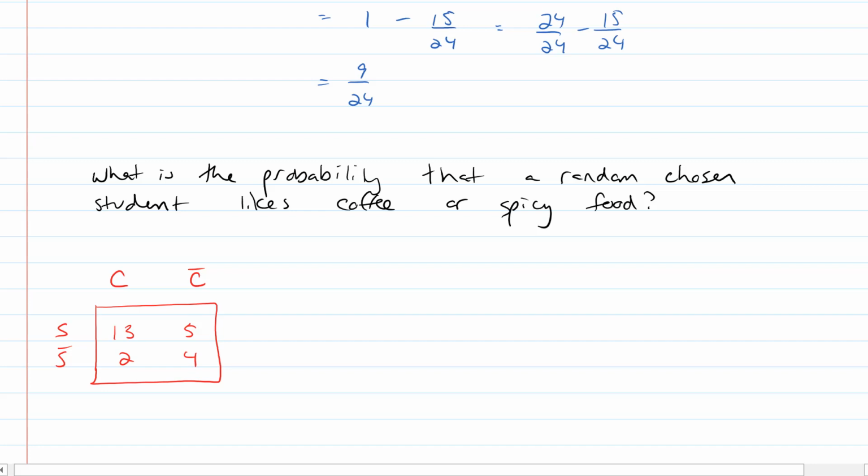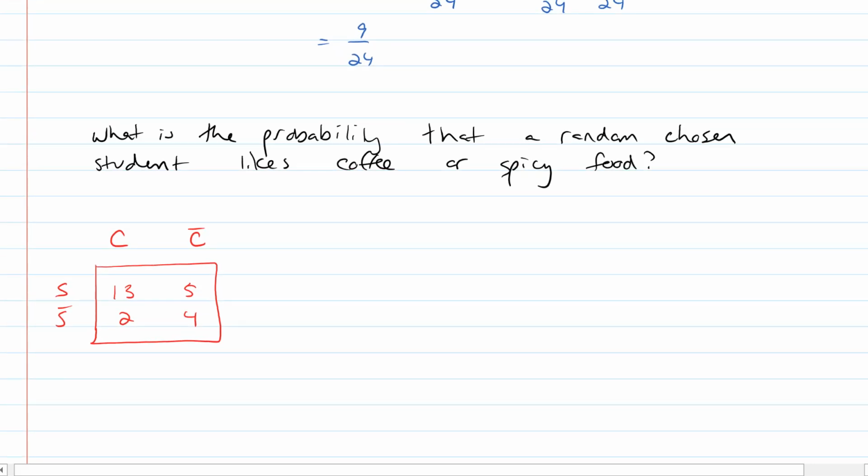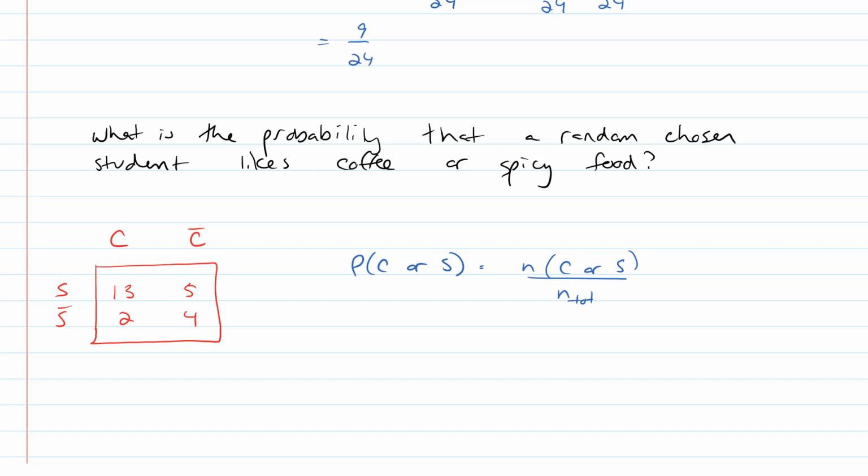So in order to do this, there's a couple of ways to go. The first is to say that the probability of coffee or spicy food will be equal to the total number of students who like coffee or spicy food divided by the total. And then we have to go to our table and identify all of the coffee drinkers or the spicy food lovers. And so this first entry in the top left, the 13, falls under both.